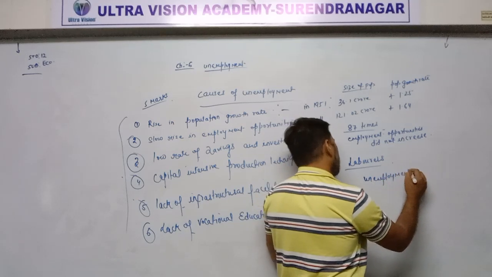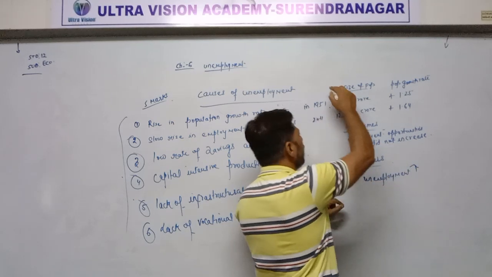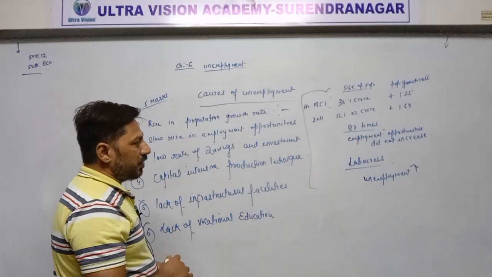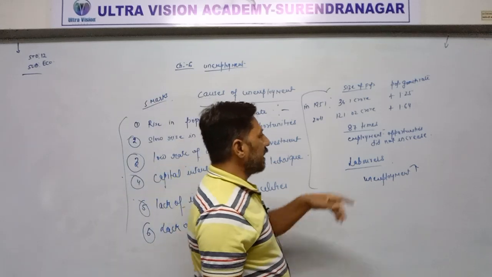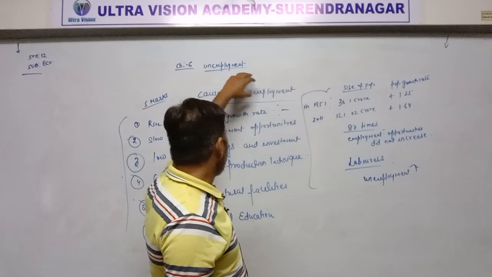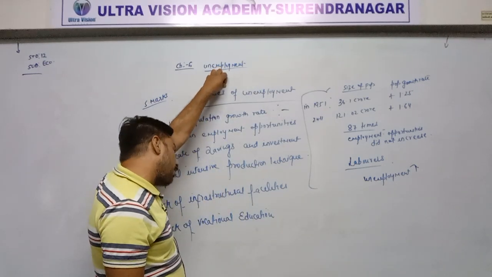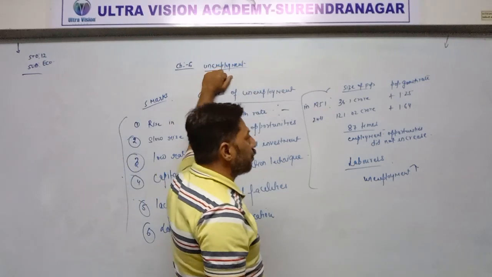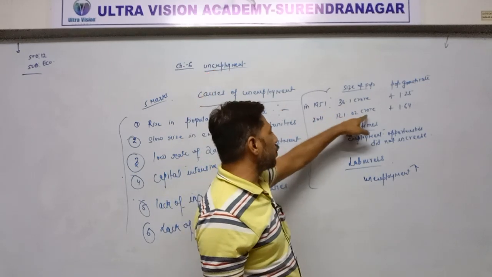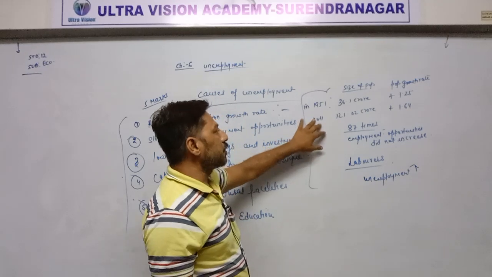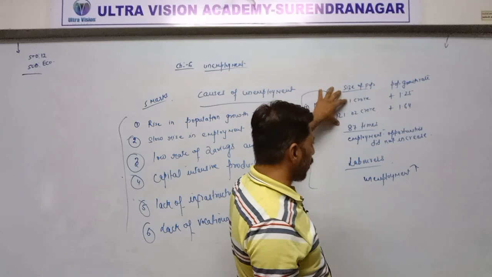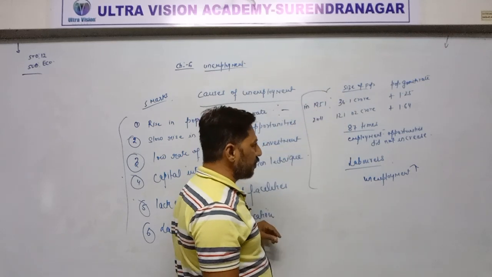So in simple language, you have to write that in India, size of population as well as population growth rate is increasing continuously. If you take data, in 1951, population was 36.1 crore and population growth rate was 1.25%. It increased to 121.02 crore in 2011, and population growth rate becomes 1.64.